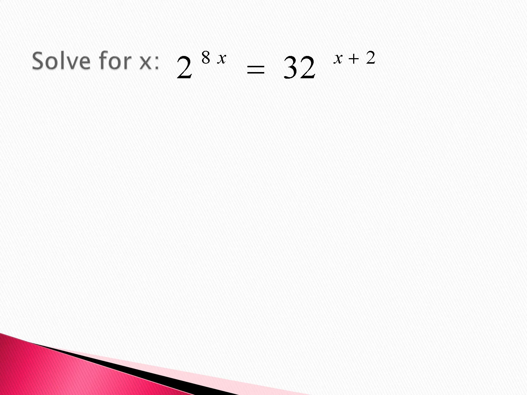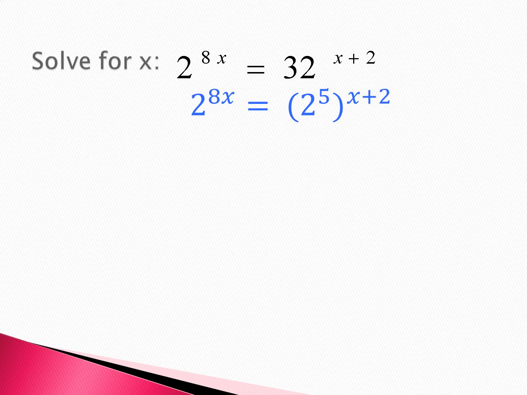Okay, so let's look at this. 2 to the 8x equals 32 to the x plus 2 power. Now, you have to ask yourself, what is the common base between 2 and 32? The common base between 2 and 32 is 2, because 2 to the 5th is 32. So we have to change it so that they are in the same base.